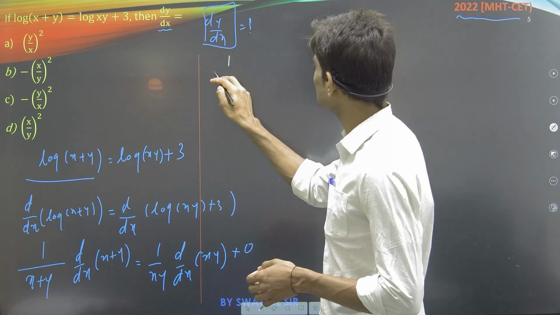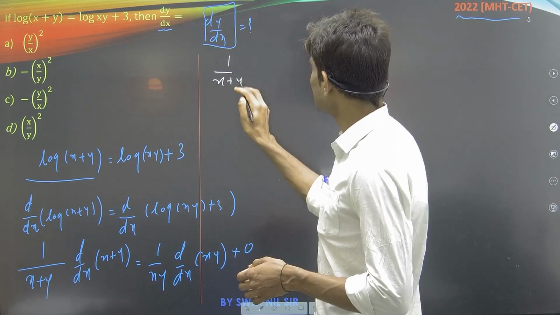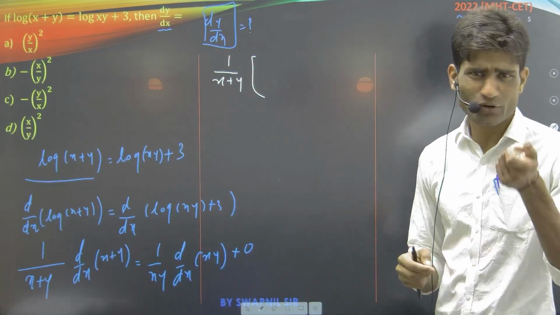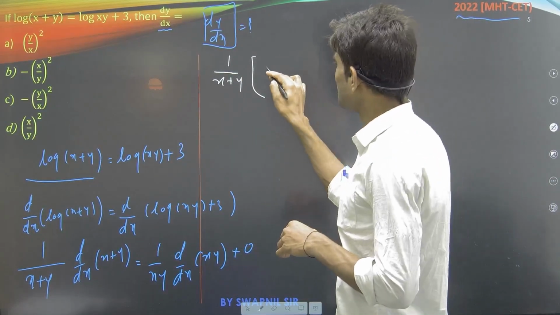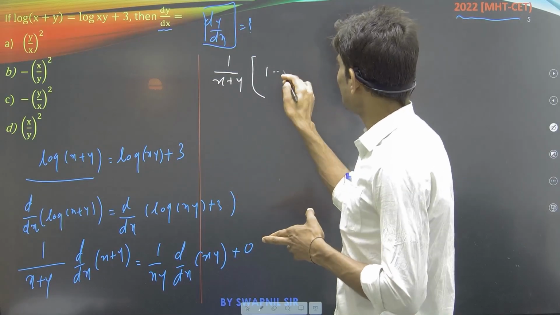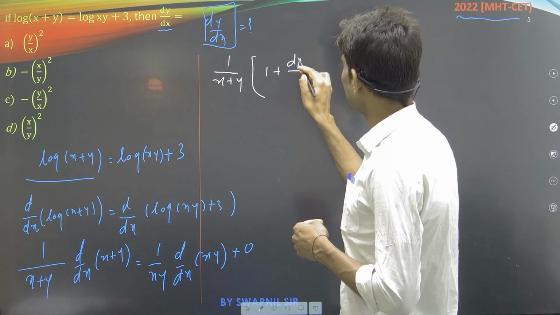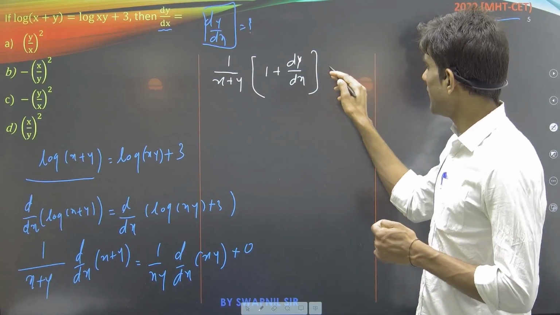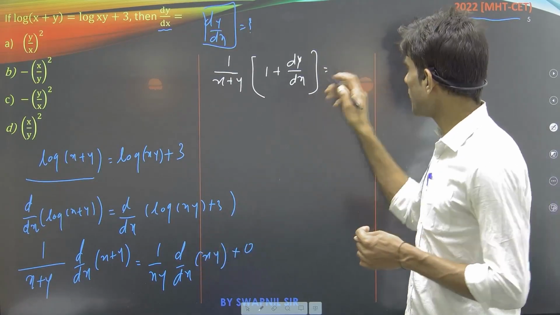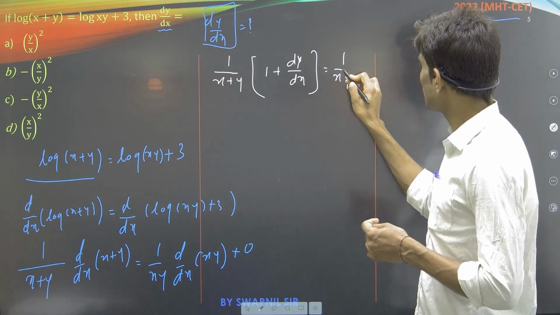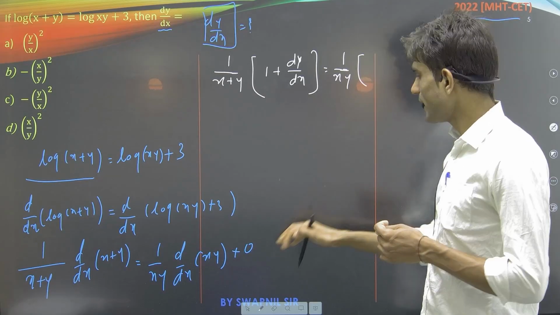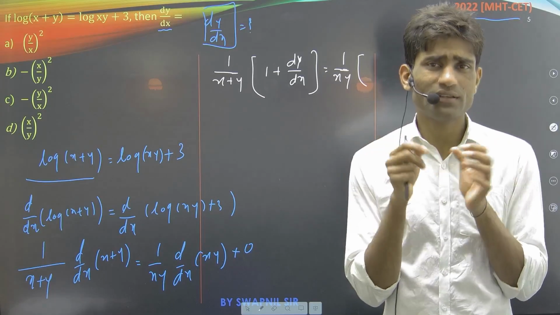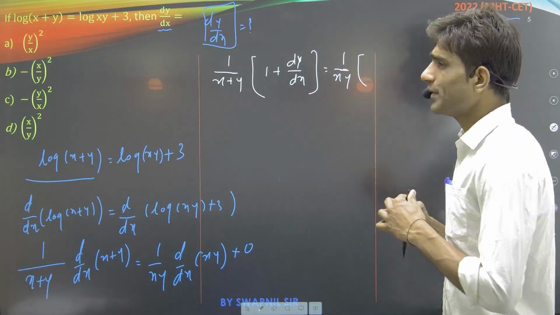1 upon x plus y, keep as it is. Under bracket, differentiation of x plus y: differentiation of x with respect to x gives us the value 1, plus differentiation of y with respect to x, which is dy by dx, bracket complete. On the other side, 1 upon xy, keep as it is. Under bracket, differentiation of xy. Now see that we have two different functions, so apply the product rule here.